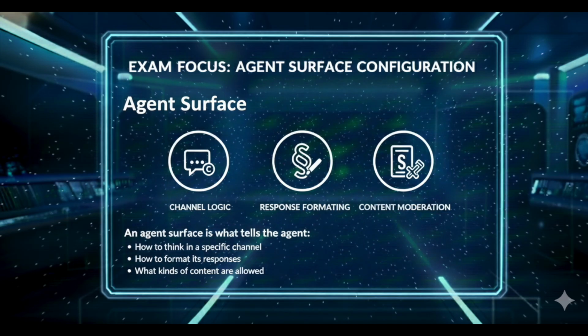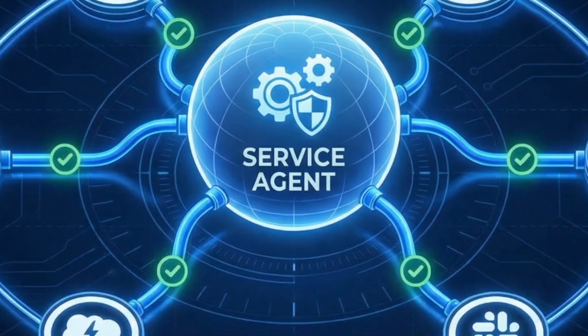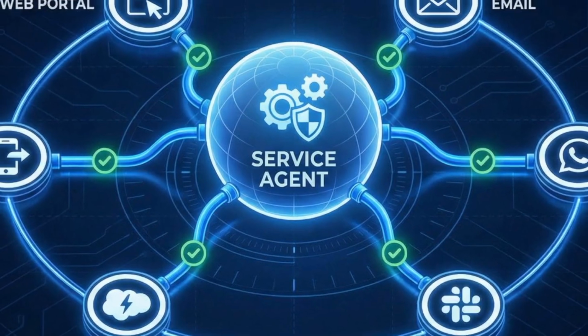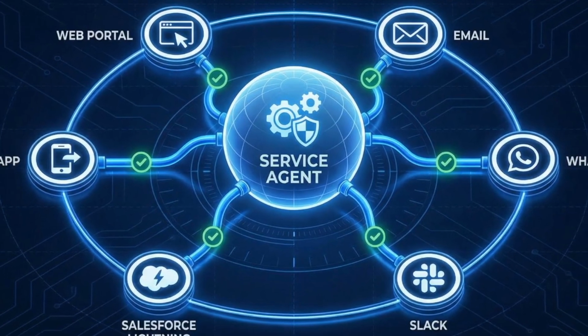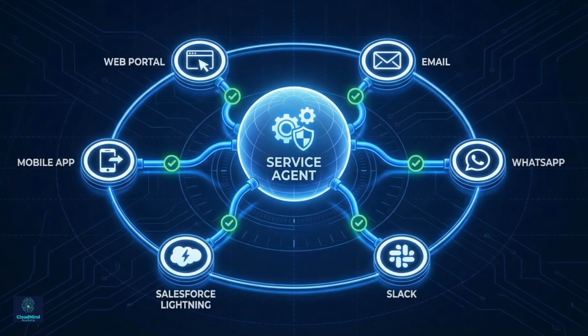So when a user interacts with the agent, it recognizes, okay, I'm on this channel, so I should reason and respond this way. If the exam mentions channel-specific formatting or adaptive responses, they're pointing you directly to agent surfaces. One agent, many channels. Here's something Salesforce wants you to be very clear on. One Agentforce agent can be connected to multiple channels at the same time. That includes email, messaging platforms, Slack, Lightning Experience, Salesforce mobile app, Experience Cloud sites. What matters is whether the agent type supports that channel.